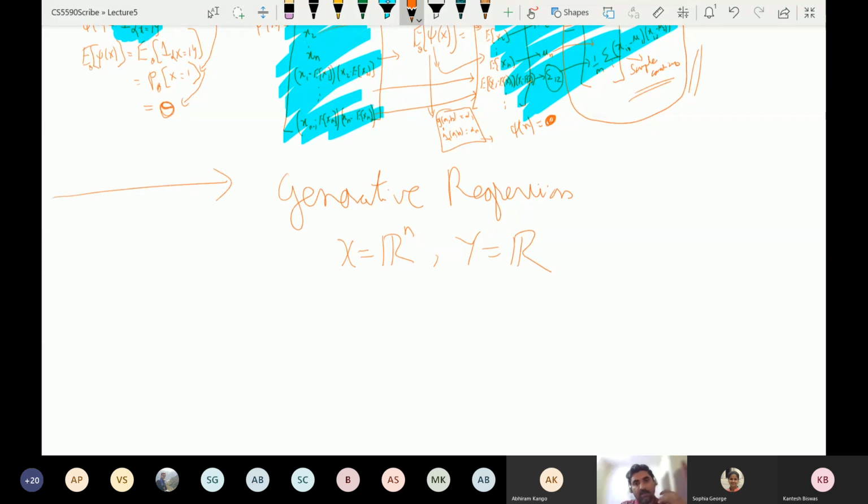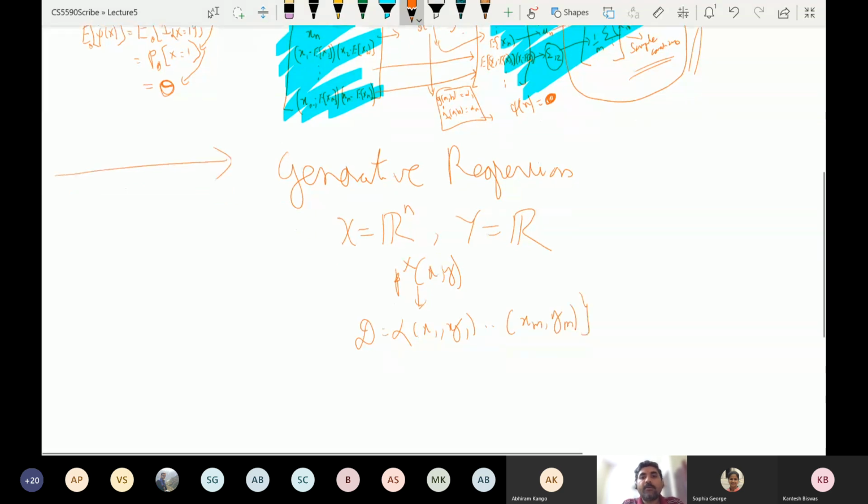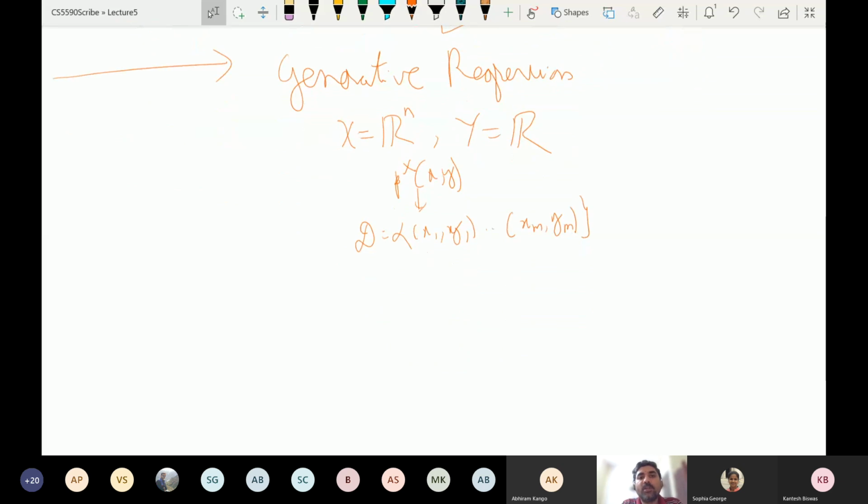Let's assume there is some unknown distribution D star over (x, y), and you have samples (x1, y1) to (xm, ym), M samples. Now your goal is to build a generative model for solving this regression problem. How do you go about doing it?